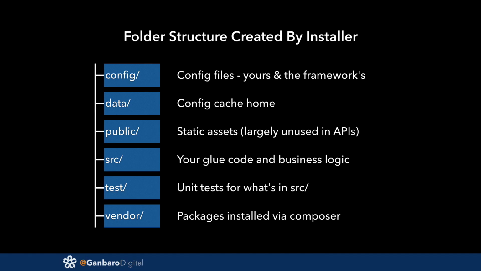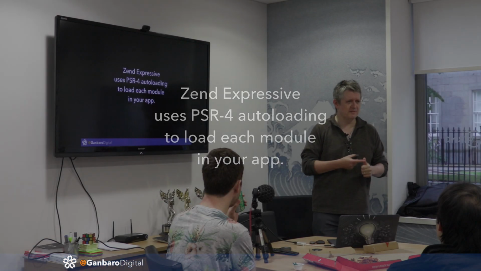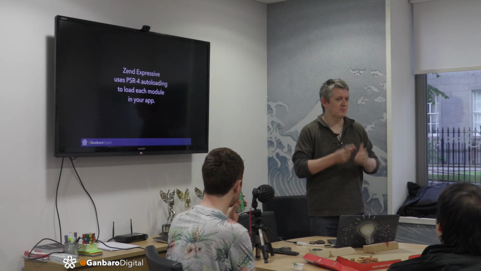And then there's the vendor folder, which is what Composer looks after for you. It's all standard stuff there. So if you use Composer, you'll know about auto-loading. It's one of the nice things about Composer. And PSR-4 is what Zend Expressive uses. You may have used PSR-0 as well, the older one where you had the whole namespace as folder structure on disk. So Zend Expressive prefers PSR-4.